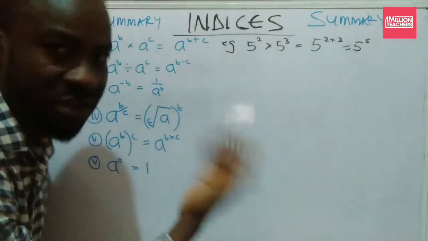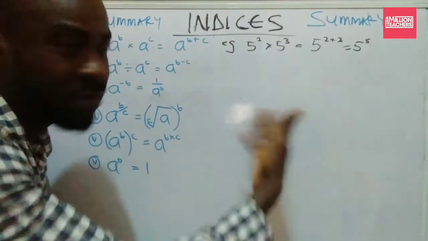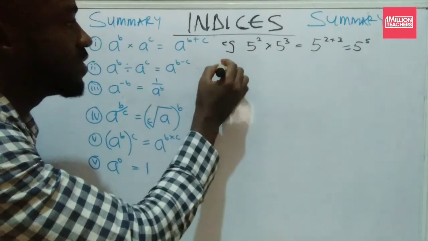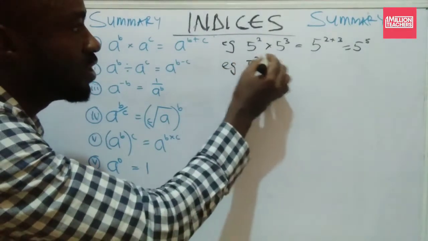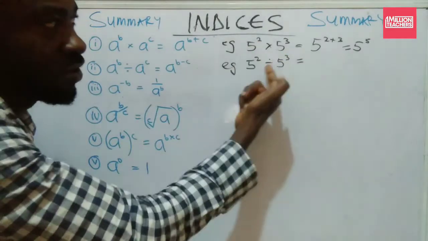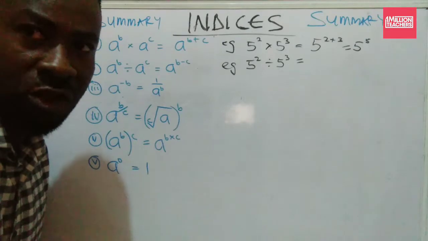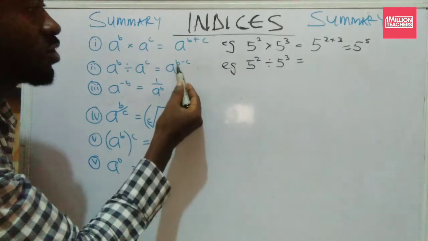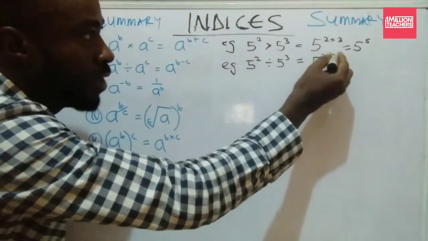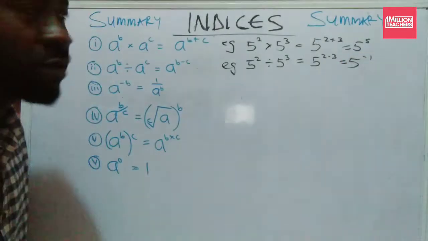So anytime you are given a problem and you come across two numbers with the same base multiplying themselves, simply apply this formula and that is done. Now the second one is similar, but in this case it's a division sign. This is the division law we have to apply, and the division law says subtract the powers. The first one minus the second one, so that is 5 raised to 2 minus 3, and that gives us 5^-1. Okay, so that is that.